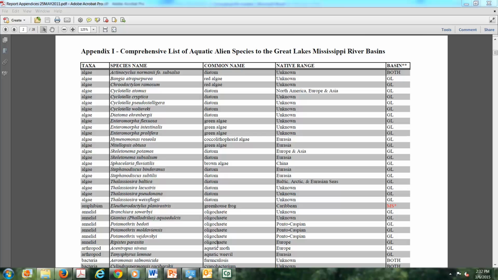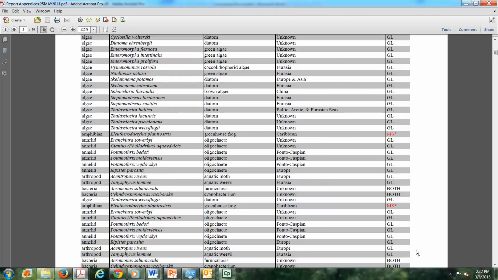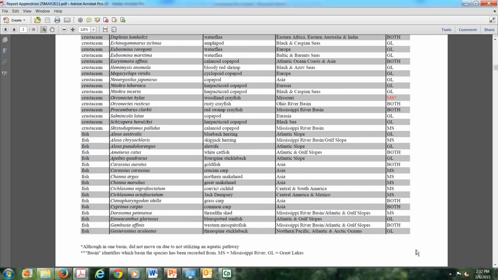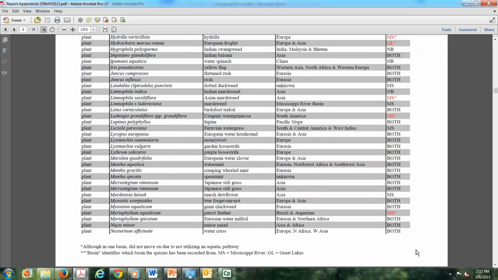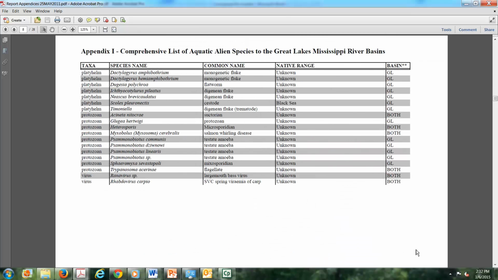So now we turn to GLMRIS. And in GLMRIS, they began with a very long list of aquatic alien species. And if I flip through this for you just quickly, you get the idea of the size of this file. It's over 200 different species that were examined to try to determine which of these were of greatest potential risk concern.